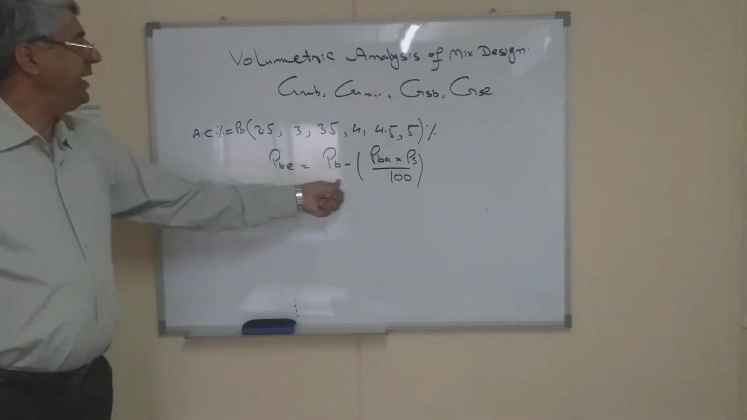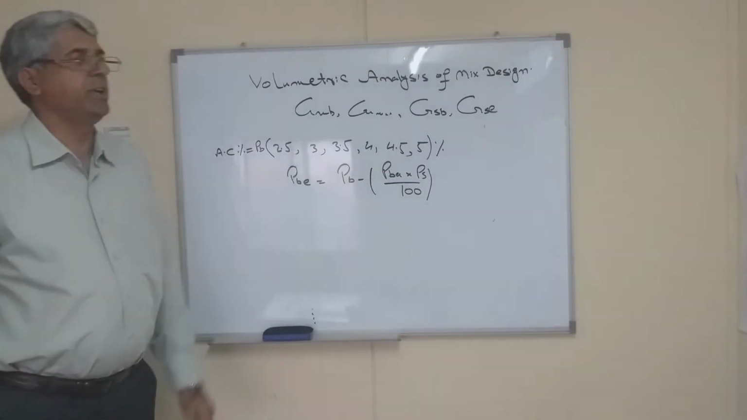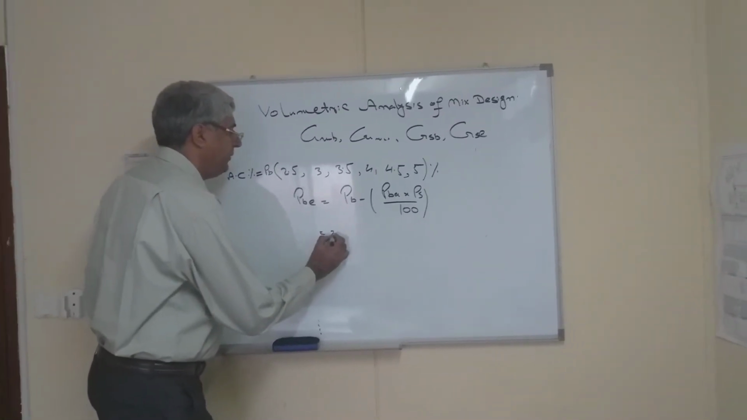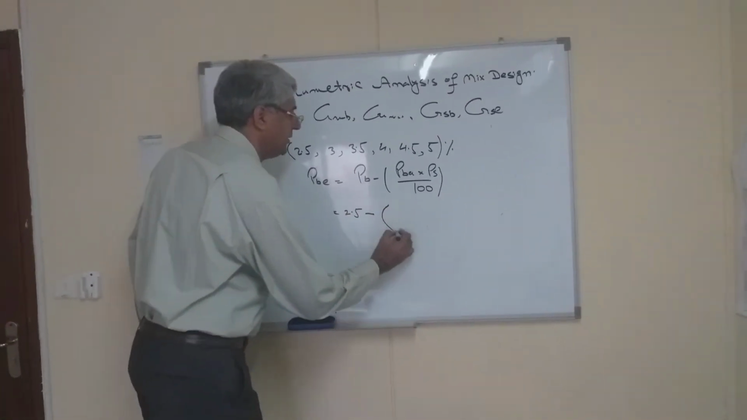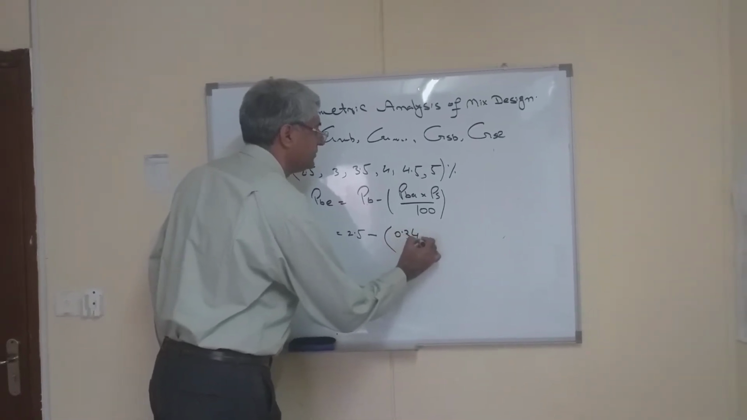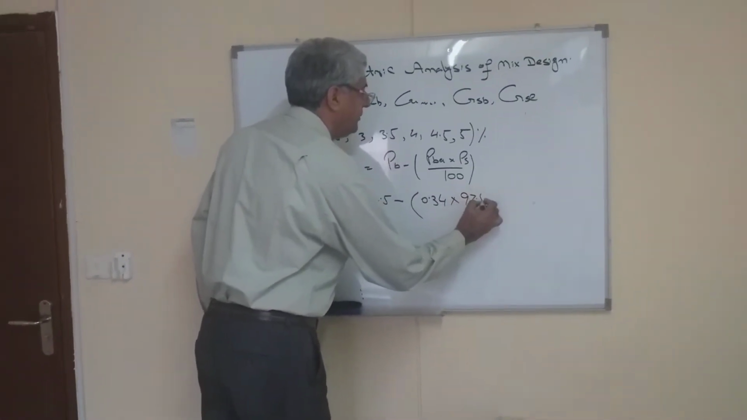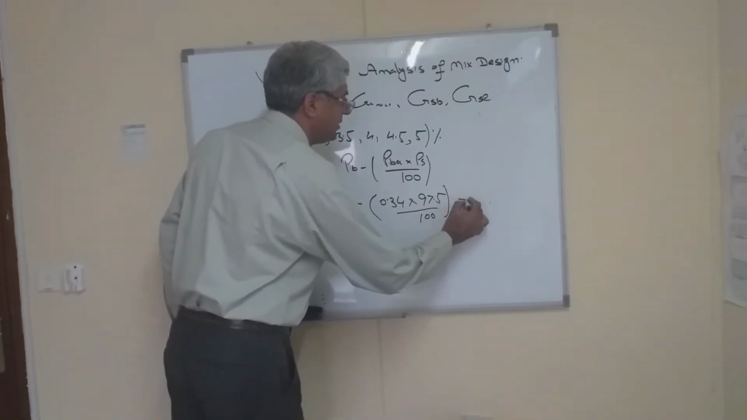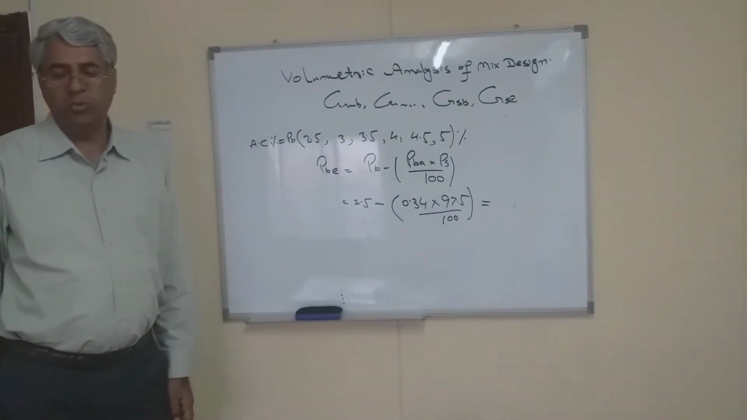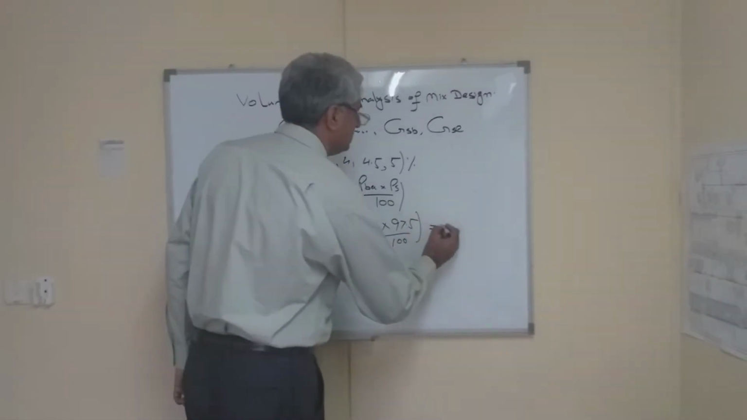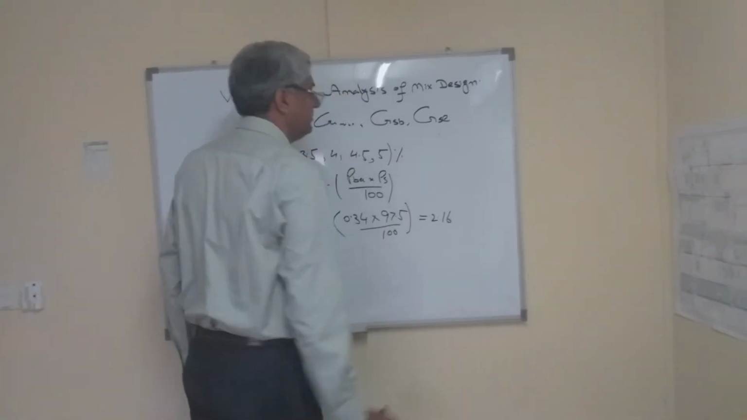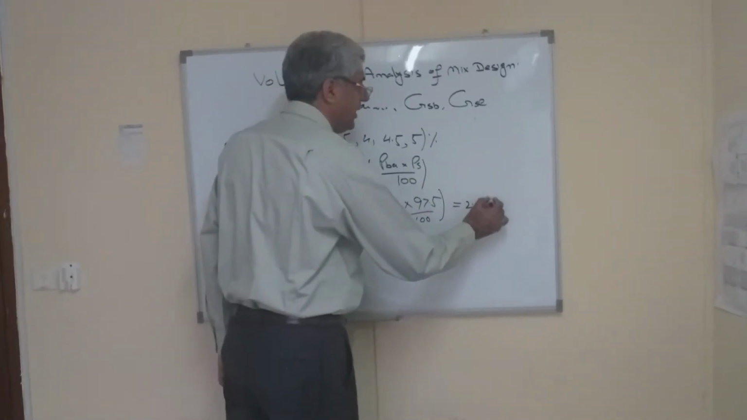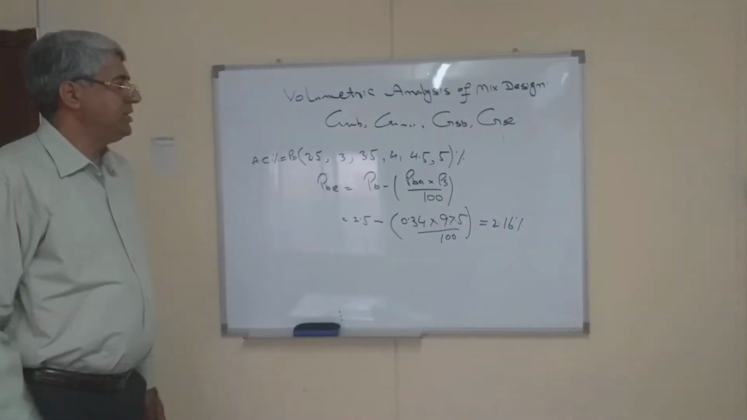PBE is equal to PB minus PBA, times PS over 100. I will put one value over here, like 2.5% minus 0.34, times 97.5 over 100. When I make this calculation, its value comes out to be 2.16 percent. It means this is the bitumen content which remains on the exterior.